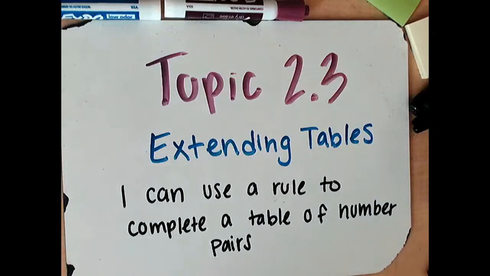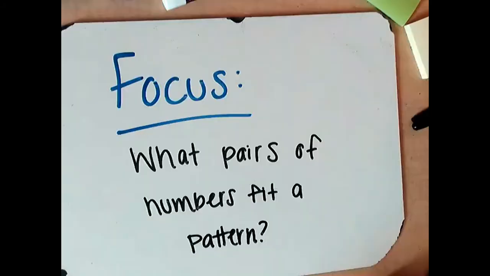Hi friends, today we are focusing on topic 2.3, extending tables. Our I can sentence today is I can use a rule to complete a table of number pairs. If you want to take a pause, get your whiteboard, your marker, a piece of paper, pencil, anything you need for today's lesson, pause the video and get that out.